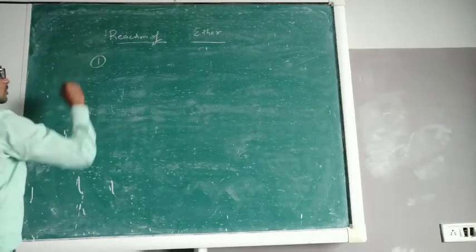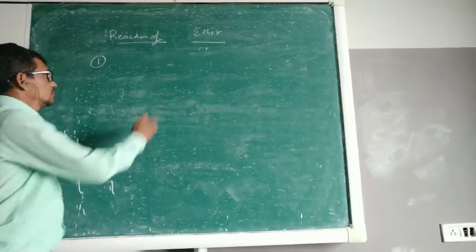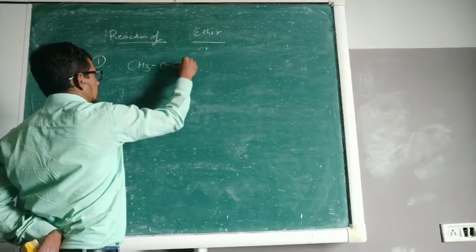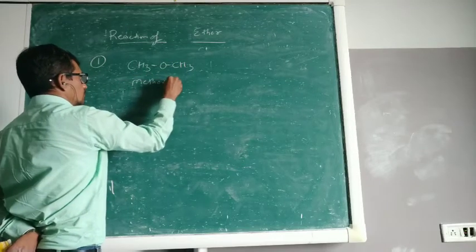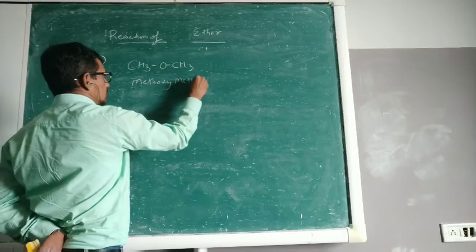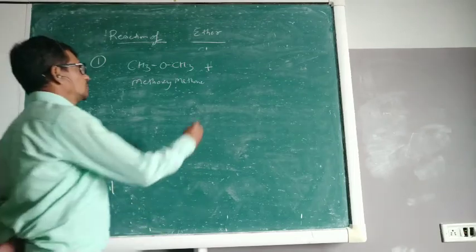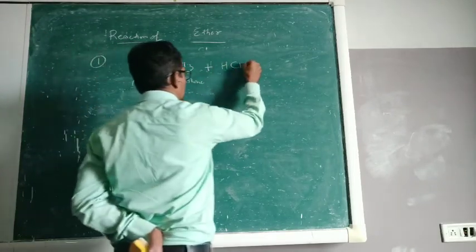Okay, two types of reaction we will discuss. Chemical reactions of ether. So I am taking one ether, that is CH3OCH3, methoxymethane. First reaction, you add what? Halo acid. Add any acid to it, HCl, HBr. I am adding HCl.